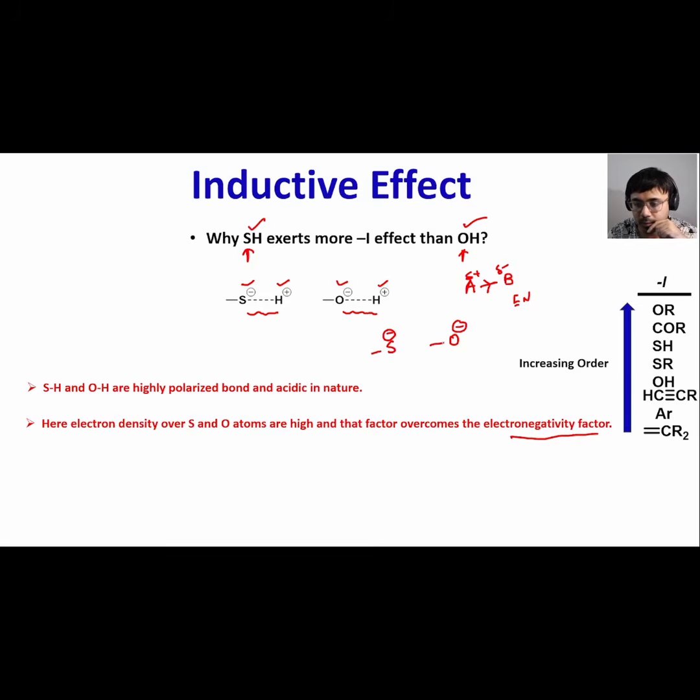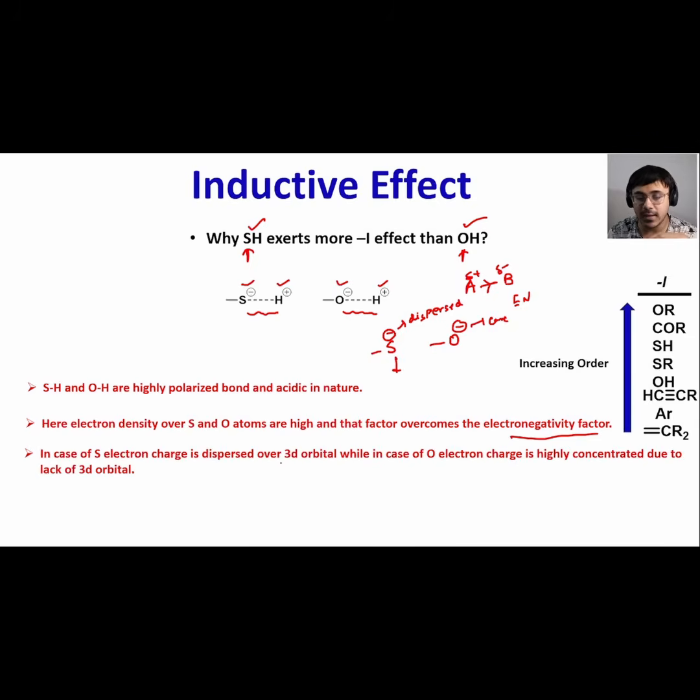Now we have sulfur and oxygen, both having a negative charge on them. It is bonded. So in which case is the negative charge dispersed, and in which case is it concentrated? In the sulfur case, it is dispersed or a little bit faded. But in the oxygen case, it is concentrated. Why? Because sulfur has a vacant 3d orbital. As sulfur has a vacant 3d orbital, the electron density on sulfur will be dispersed into this vacant 3d orbital. But oxygen doesn't have any 3d orbital, right? So in this case, there will be a highly concentrated negative charge on oxygen.